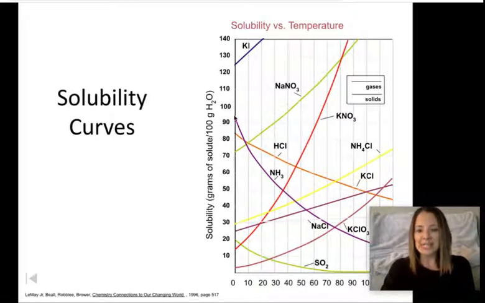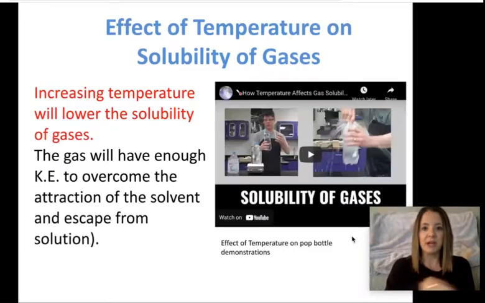You're going to notice that the decrease happens with temperature whenever you have a gas. So ammonia and sulfur dioxide, those are gases. So that has an opposite effect. Temperature causes there to be less that can be dissolved at higher temperatures for gases. Okay, so let's take a look at that on the next couple of slides.